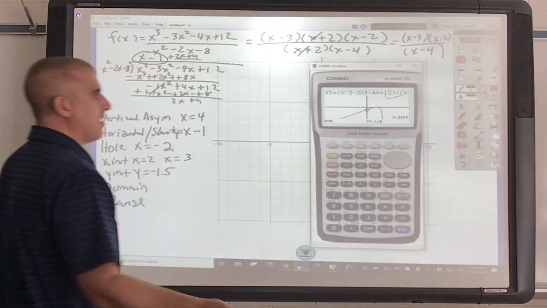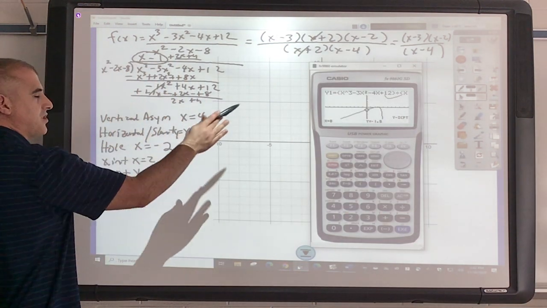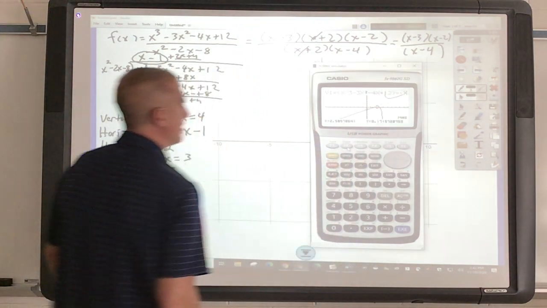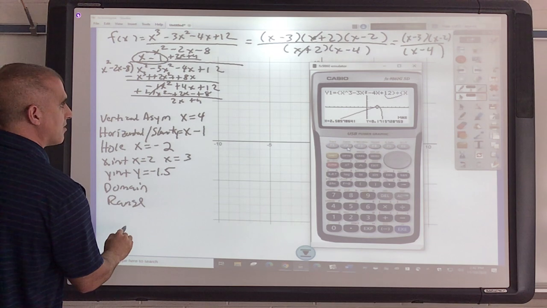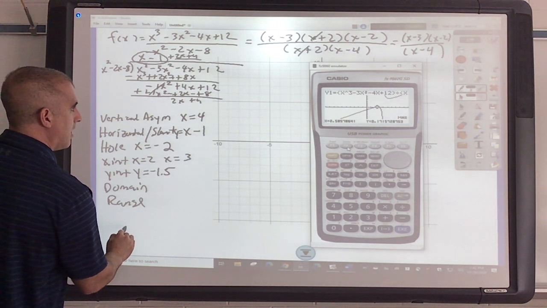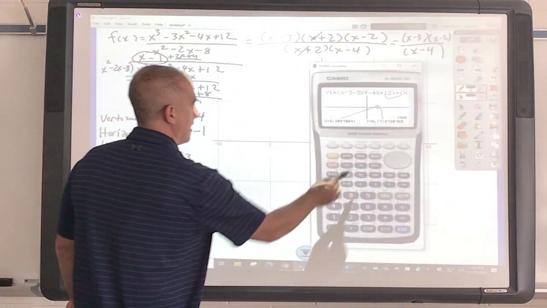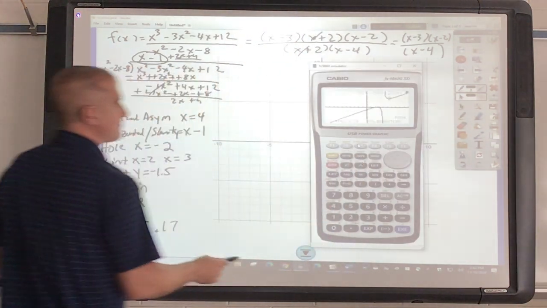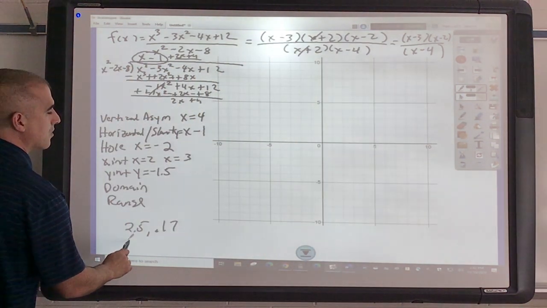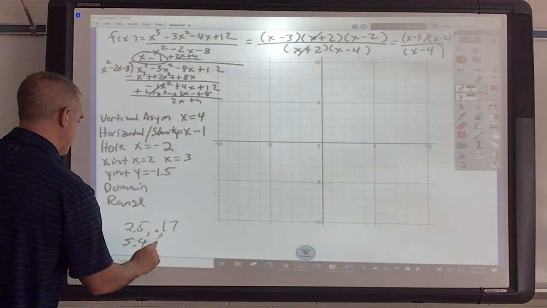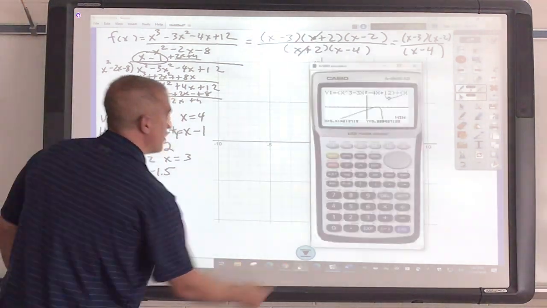The other thing we're going to want to find for this shape when we have the slant is G-Solve, max. My max, this will matter in a little bit, is 2.5, 0.17. And then G-Solve, minimum, I got 5.4, 5.8. Now, look at where those points are.